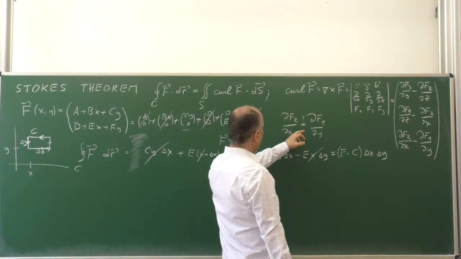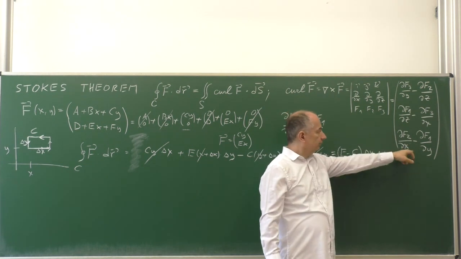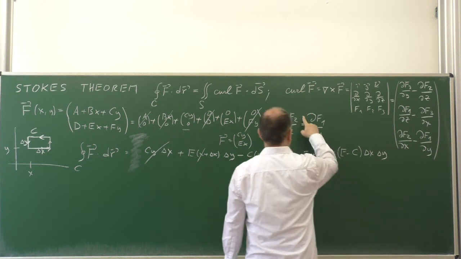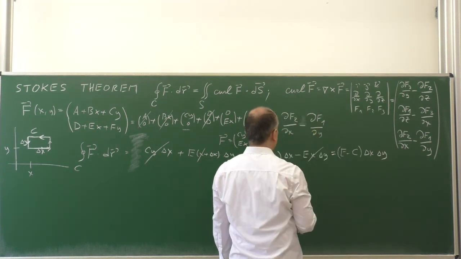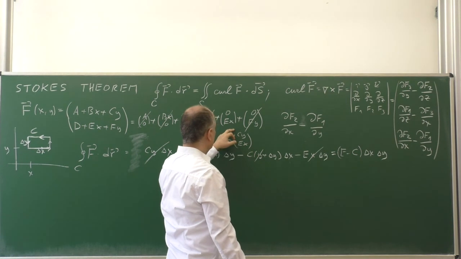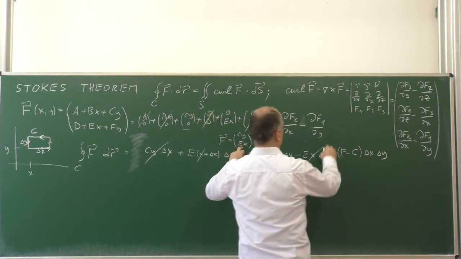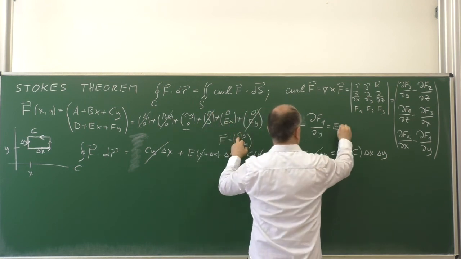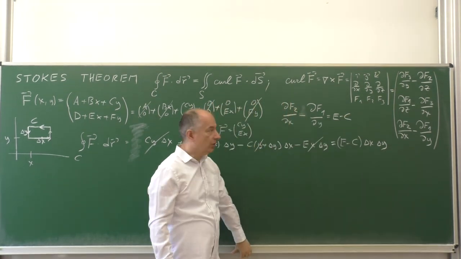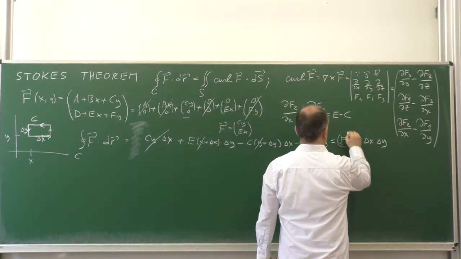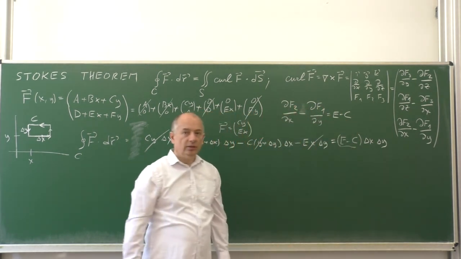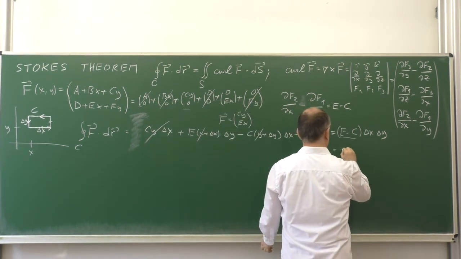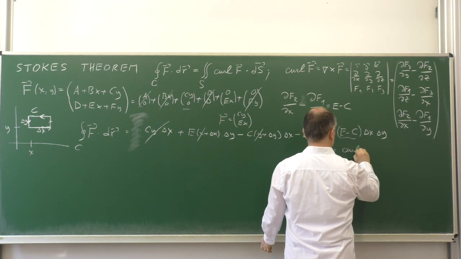And if we evaluate the third component of the curl, which is the derivative of f2 with respect to x minus the derivative of f1 with respect to y, then the derivative of f2 with respect to x is e, and the derivative of f1 with respect to y is c. So you see, e minus c is the third component of the curl. So we can write it as the third component of curl of f.